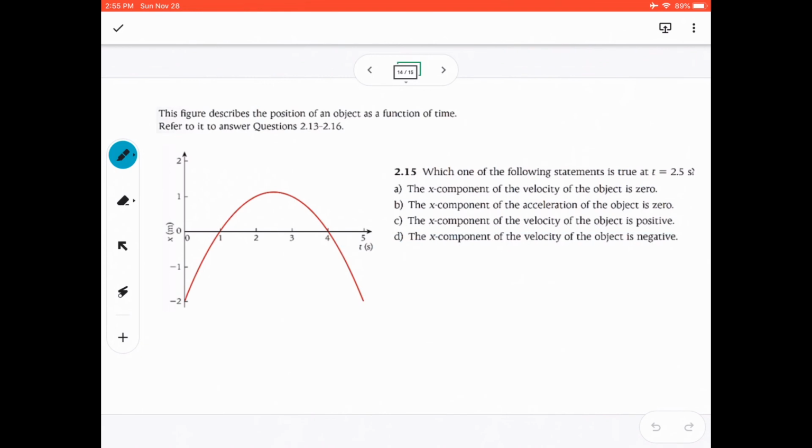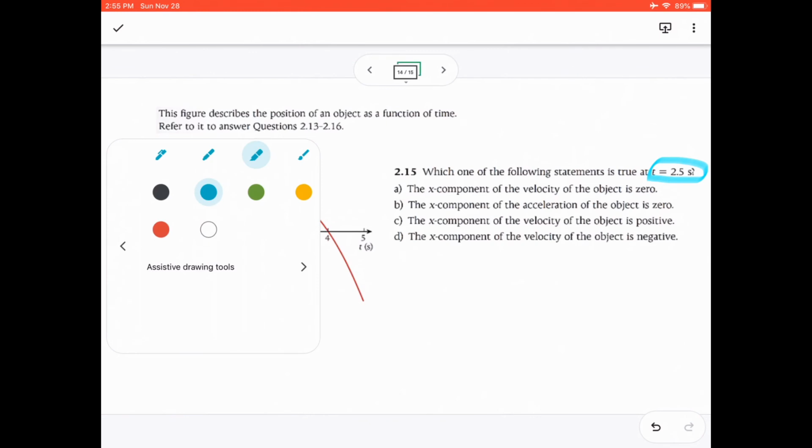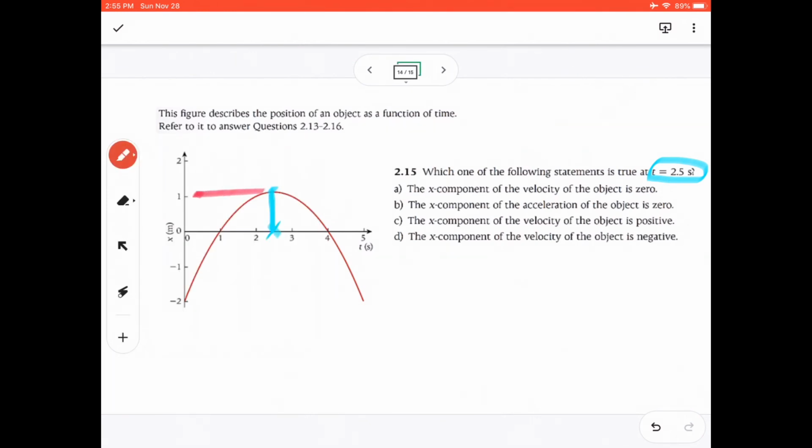2.15, it's still a continuation of the same graph. Now we're going to look at t is equal to 2.5 seconds. This is t at 2.5 seconds and it corresponds to this point on the curve. If we draw a tangent line to that point, it will look like this. This is the tangent line. It's a horizontal straight line. In a position-time graph, this means that v is equal to 0 meters per second. So the answer here will be the x component of the velocity of the object is 0.